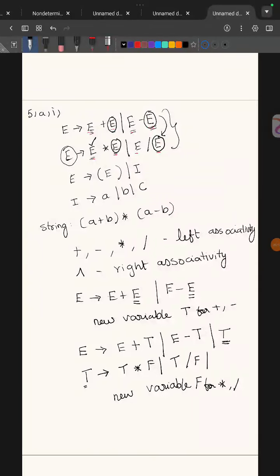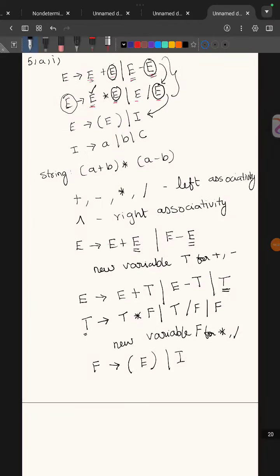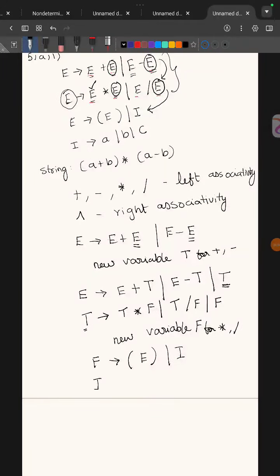Now we have to reach the next line, so for that we will introduce T derives F. This will become F, and this will become F. Here the braces are terminals only, we need not change them, so they remain the same. And I is a different variable, so you need not worry about ambiguity over there. That also remains the same. I derives a, b, c, all terminals, so they remain the same.